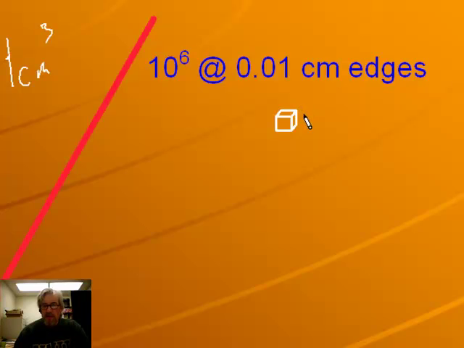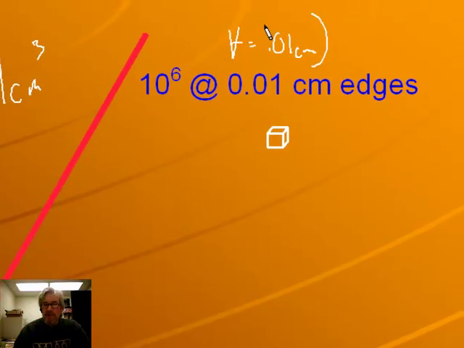Now, if we have 1,000,000 little cubes that each have 1/100th of a centimeter edges, the story is completely different. The volume is going to be 0.01 centimeters cubed, and that turns out to be 1/1,000,000th of a cubic centimeter. But if I have 1,000,000 of them, that means I have a cubic centimeter, just like the large cube.